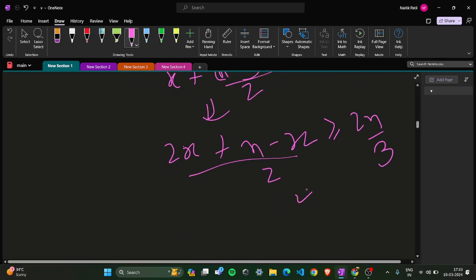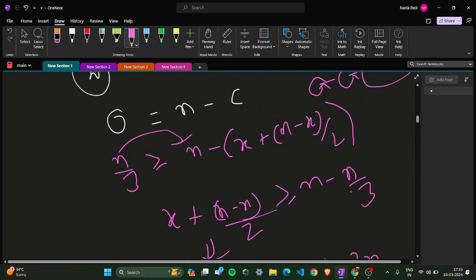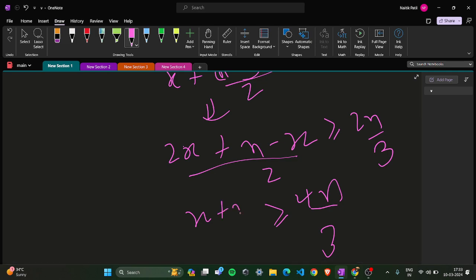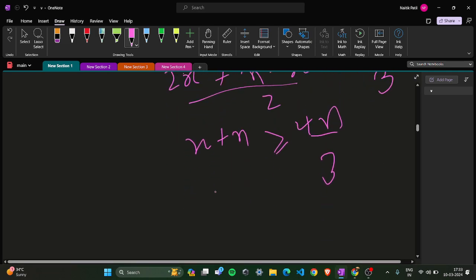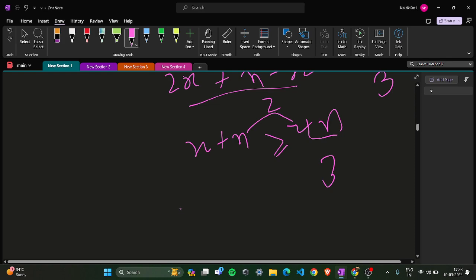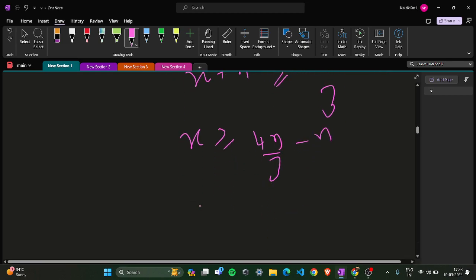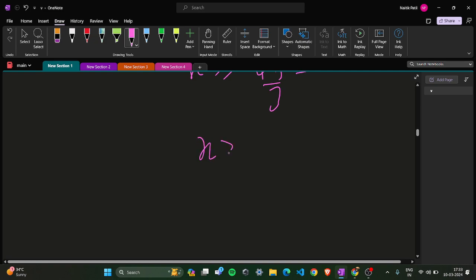So 4n by 3 is greater than or equal to x plus n. Now move this to this side. So x should be greater than or equal to 4n by 3 minus n, which is x should be greater than or equal to n by 3.